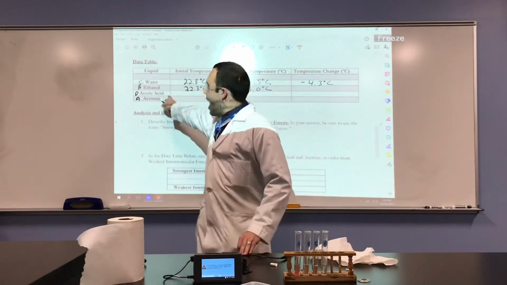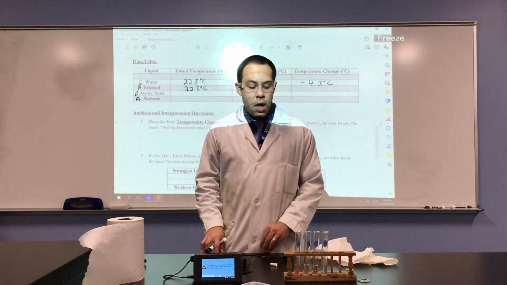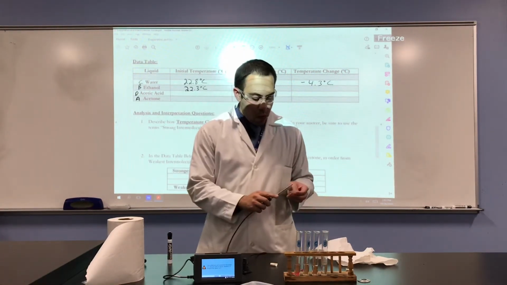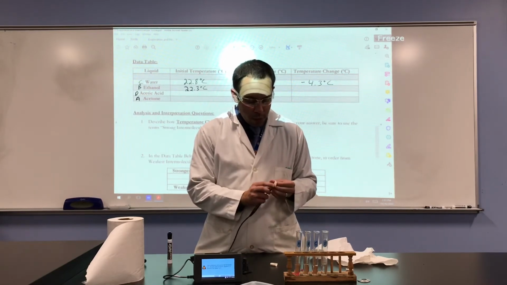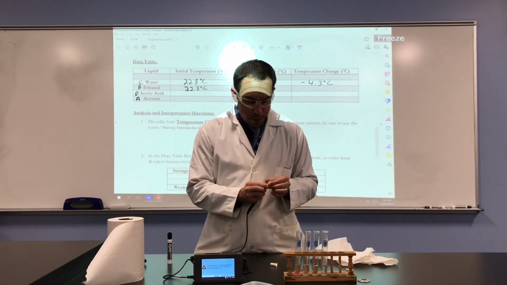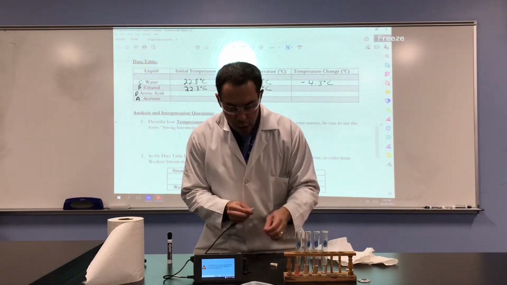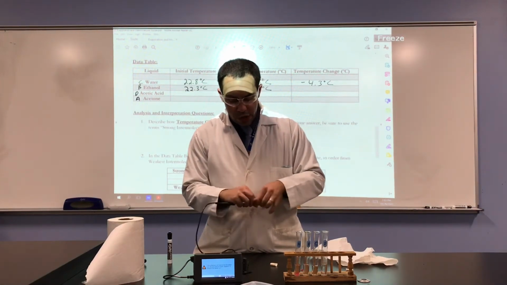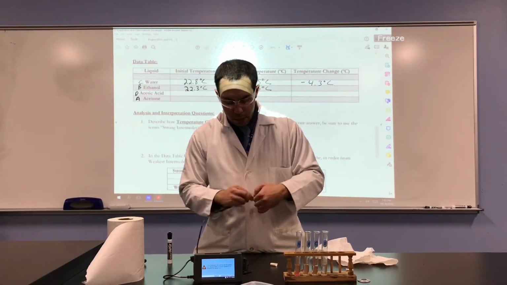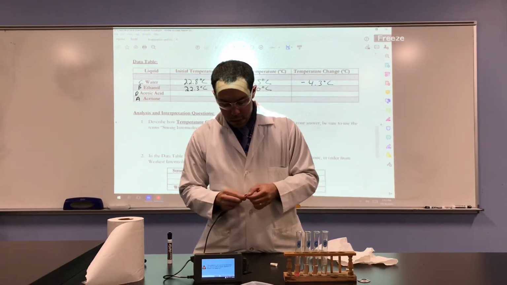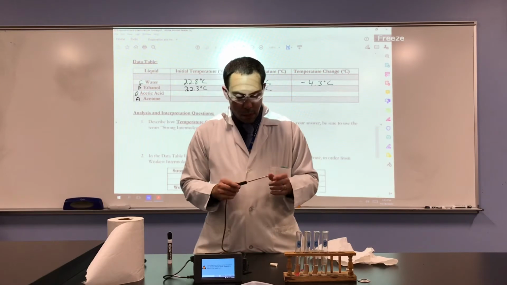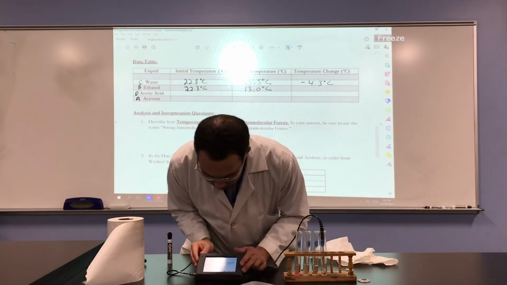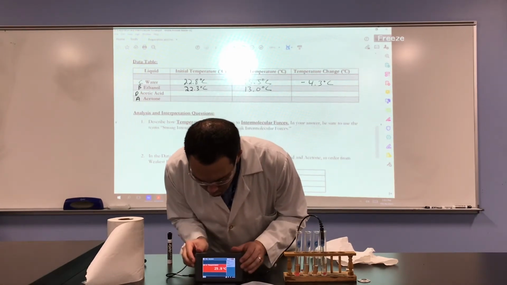So next, we have acetic acid, which is letter D. So we will take a clean piece of filter paper, wrap the tip of the probe with the clean piece of filter paper. Take a brand new rubber band, secure the filter paper tightly to the edge of the probe. Stick it into test tube D, and we'll wait for the temperature to normalize.